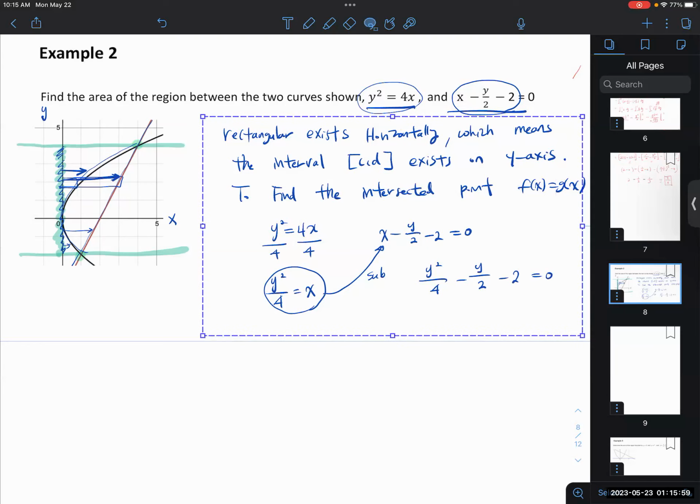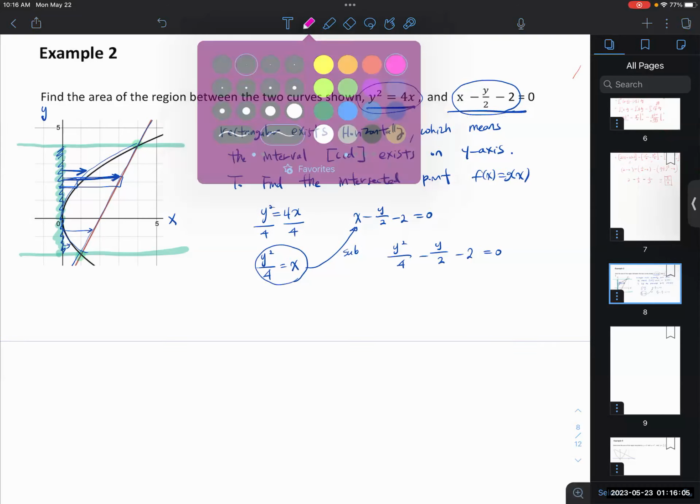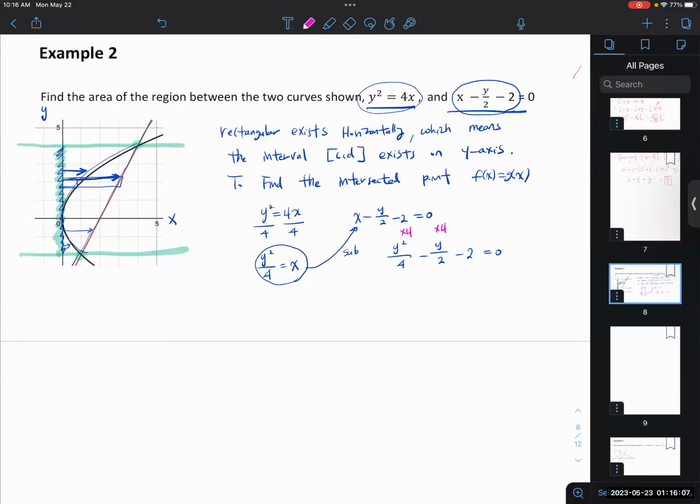Once you do that, I'm going to multiply by 4 everywhere. If you multiply by 4 to get rid of the fraction, this is going to be y squared minus 2y minus 8 equals 0. And then find the factors. So one is 4 and 2. This one should be negative, positive. So we have y equals positive 4 and y equals negative 2.